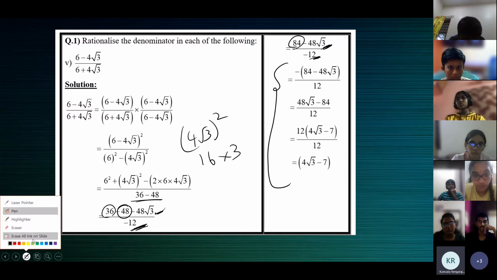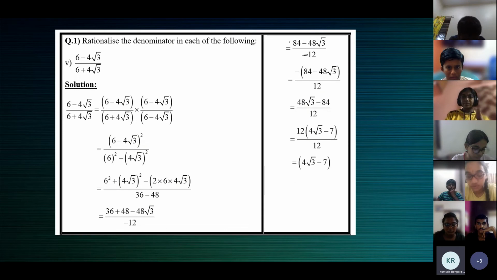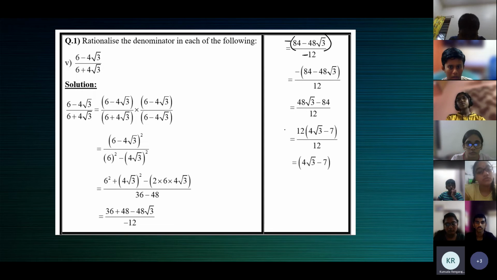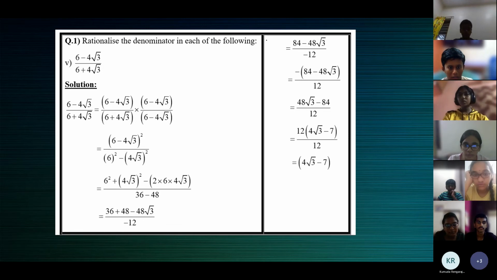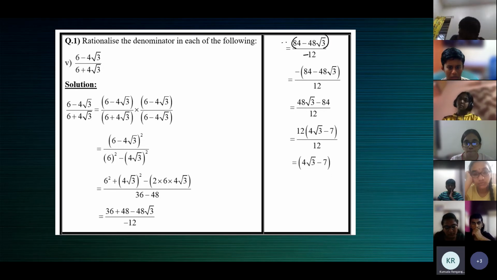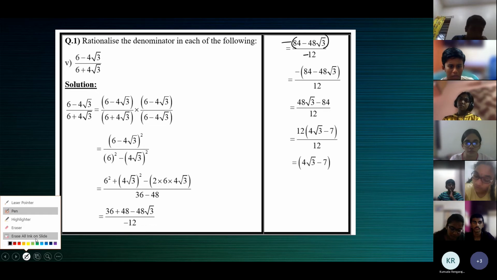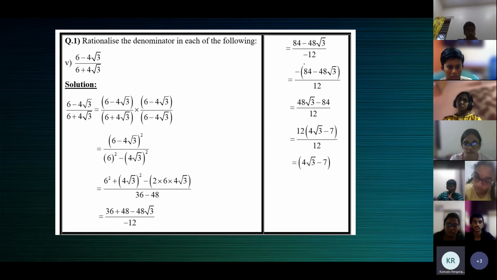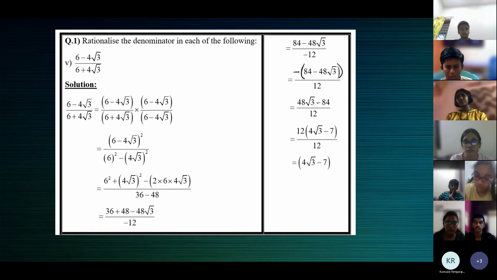So do you understand this step? See here, this minus I've taken it to the numerator. So what should I do? I should enclose the terms in the numerator in a bracket and then put the minus sign before it. Yes or no, children? Yes, ma'am. When you're applying the minus sign to the numerator, please enclose the terms in a bracket and then take the minus before it. So that's what you see here, divided by 12. Now it becomes a positive 12.